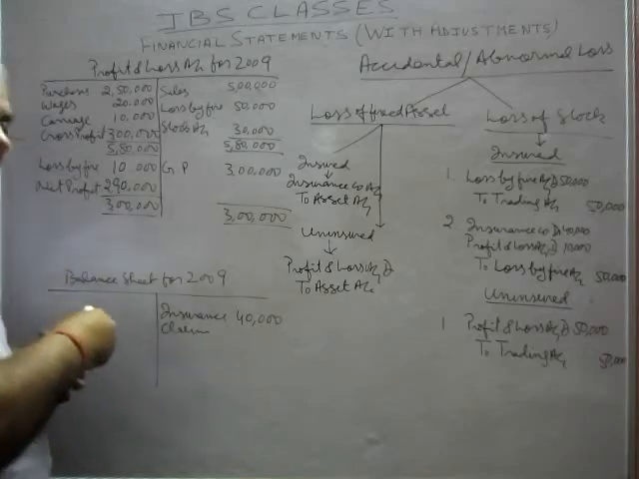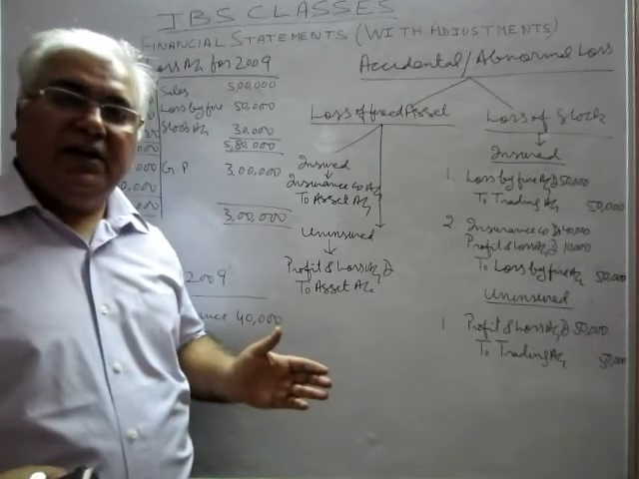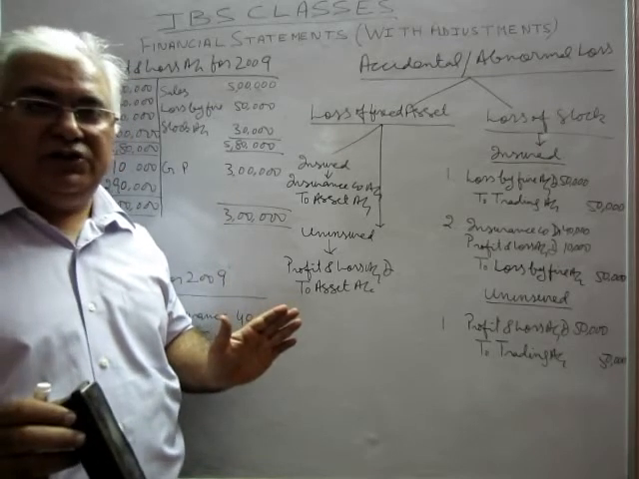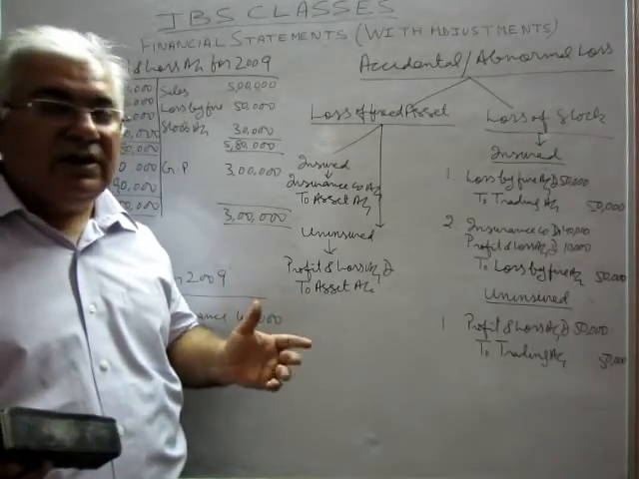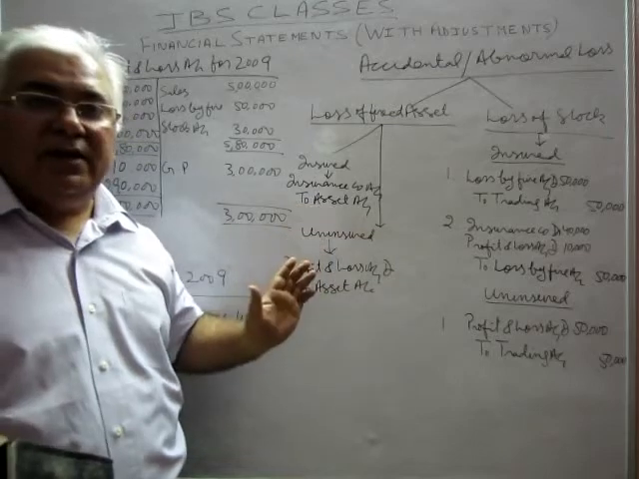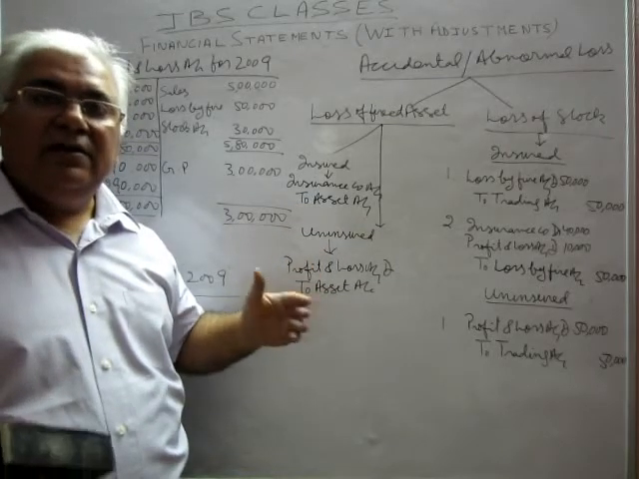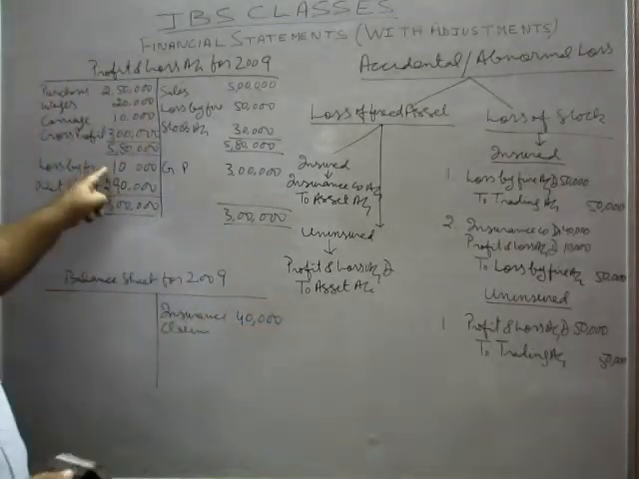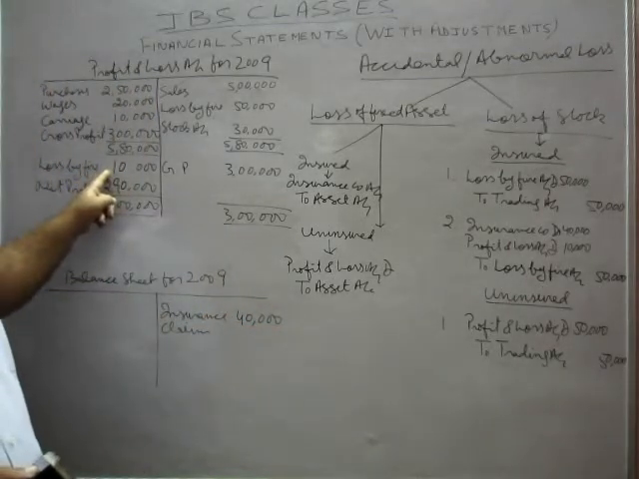2,90,000. I hope it is quite clear. So it all depends on whether insured or uninsured. If it is insured, then insurance company will be made a debtor, and the balance amount which they don't admit will be debited to profit and loss account, as in this case we have debited 10,000 rupees. Okay?